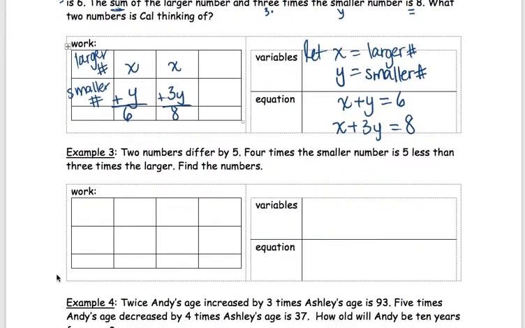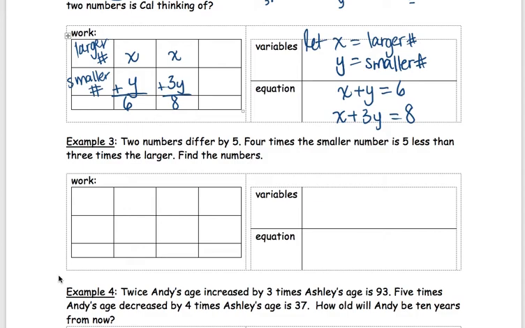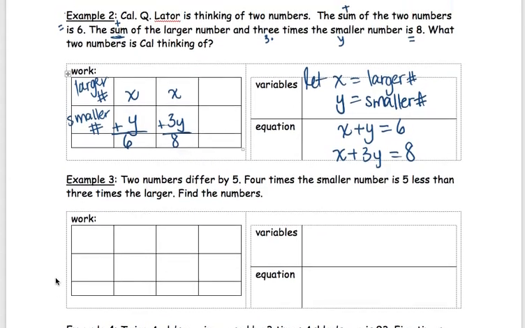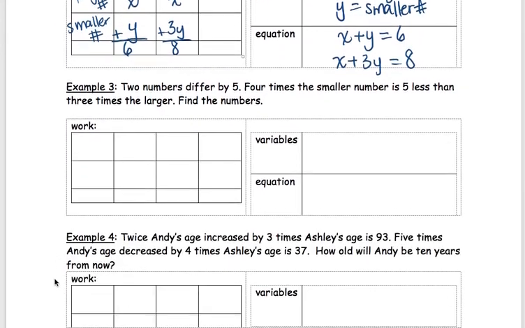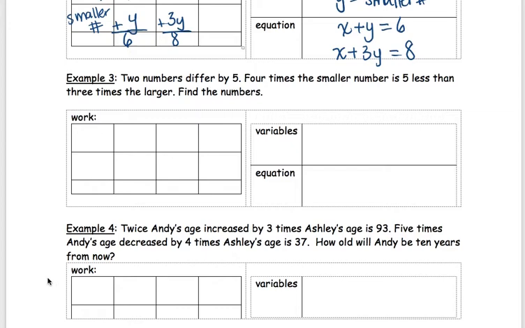Okay, so on to another example here. So again, today is just all about, here are some numbers, find the numbers, and so forth, okay? All right, example 3, two numbers differ by 5. 4 times the smaller number is 5 less than 3 times the larger.